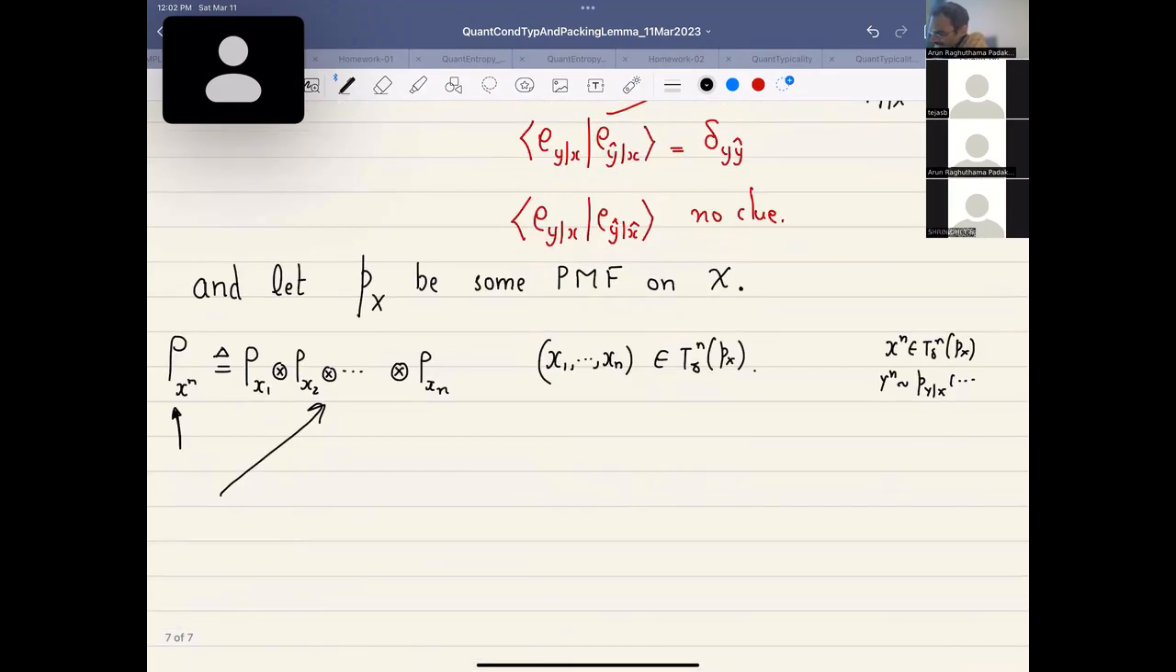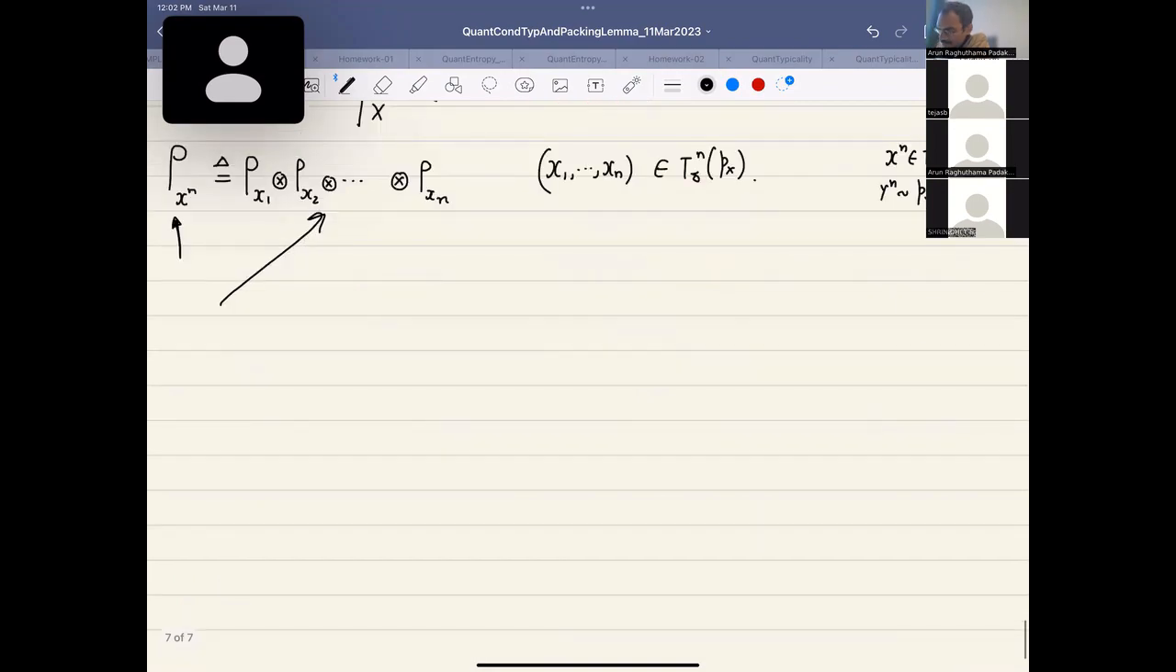So we define the conditional typical set. Remember, in the classical case, we defined the conditional typical set. So now I'm going to define the conditional typical subspace.